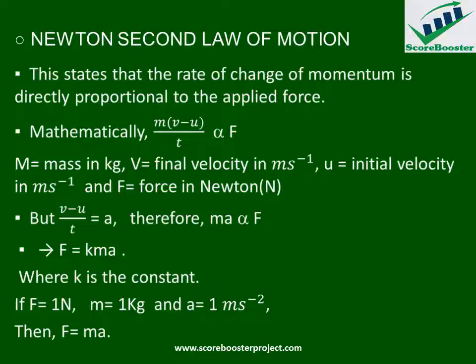If F is 1 Newton, mass m is 1 kilogram, and acceleration a is 1 meter per second squared, then we arrive at force F equals ma. That is, force equals mass times acceleration. This is where the formula for force, F equals ma, is derived. So it's a derivation from Newton's second law of motion. We have to take note of that as we may need it later.